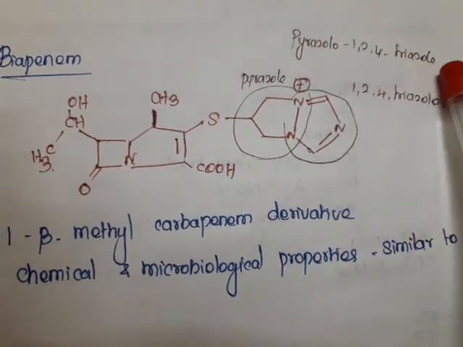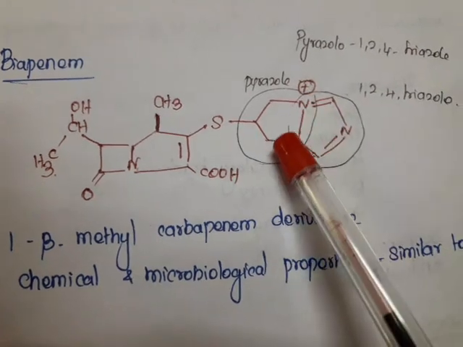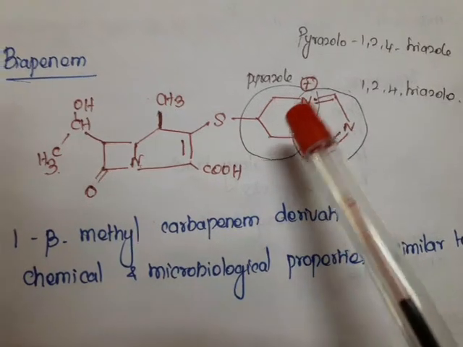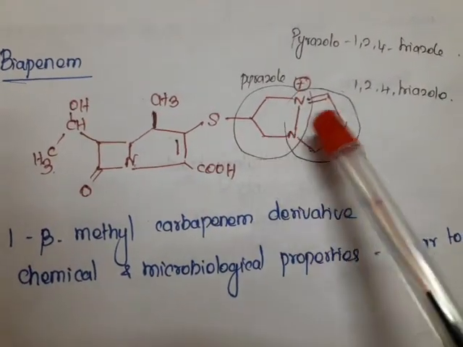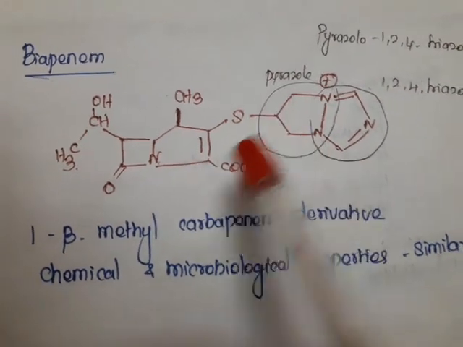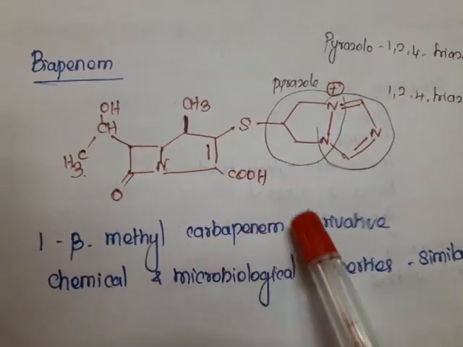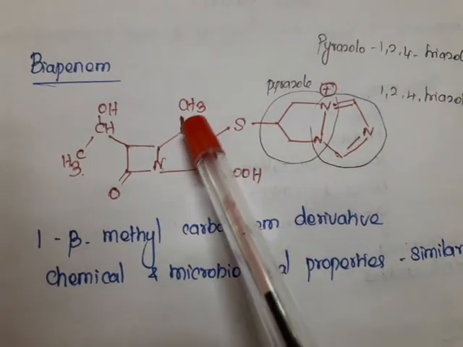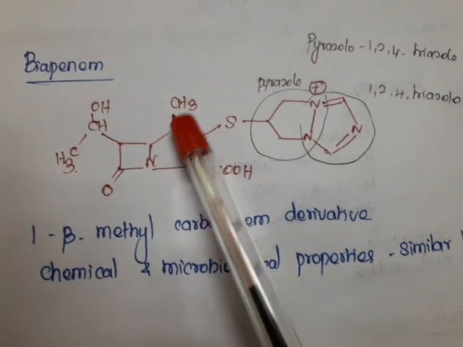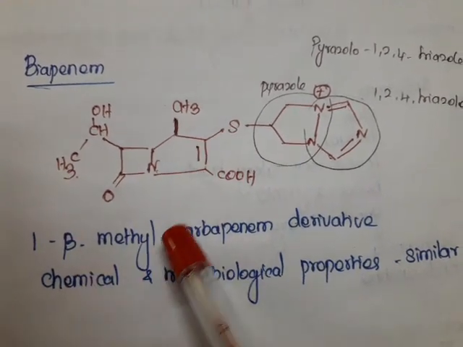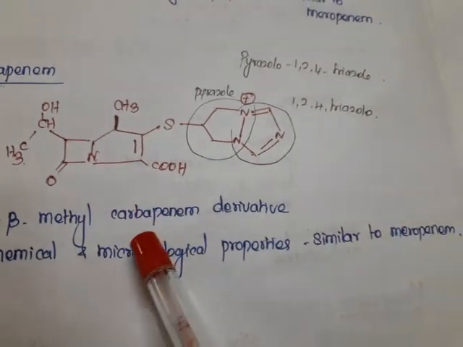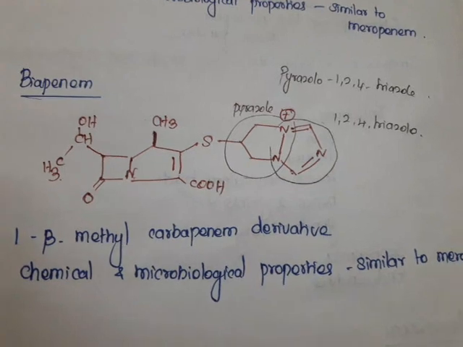Tetrahydropyrazole 1,2,4-triazole. Why is it called tetrahydro? So in the case of pyrazole there should be 2 bonds. Here those bonds are left. That's why it is called tetrahydropyrazole 1,2,4-triazole, connected with sulfur in second position. So it is a 1-beta-methyl carbapenem derivative. Here the methyl is attached in first position, and that is in beta configuration. That's why it is indicated as a thick line. That's why it is called 1-beta-methyl carbapenem. Its properties should be same as that of the earlier one, similar to meropenem. That's all about beta-lactamase inhibitors.